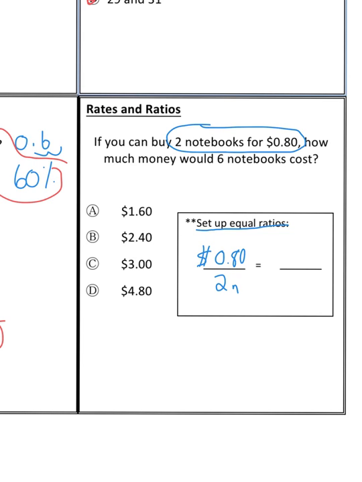Now to figure out the cost of 6 notebooks, I know if I multiply 2 times 3, I will get 6 notebooks. Then I have to multiply 80 cents times 3. Whatever you do to the bottom, you do to the top. And if you do that, it comes out 2.4 on your calculator. But if you add a 0, you get $2.40, which is B.